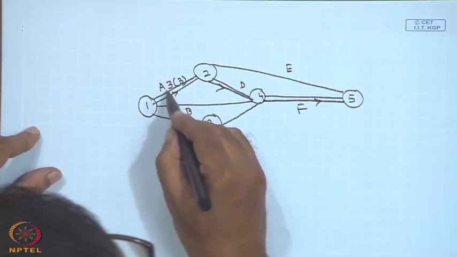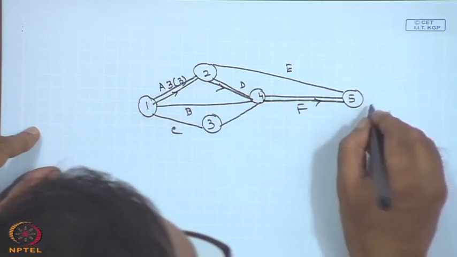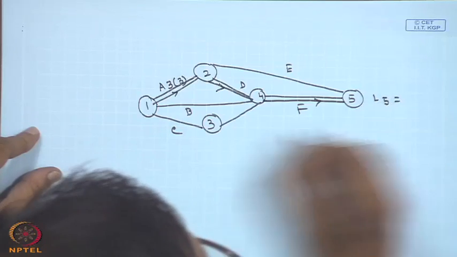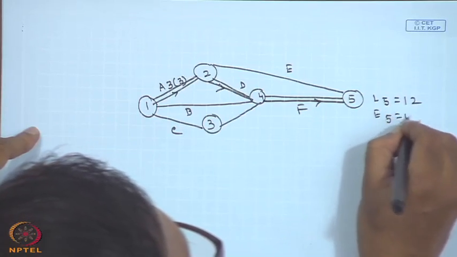But since you have crashed it by 1 unit, therefore, your L5 if you calculate, I am not calculating the others, it will be reduced by 1 unit. So, that it will be 12.